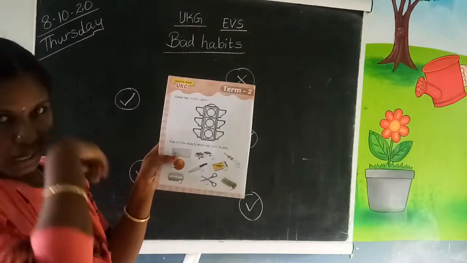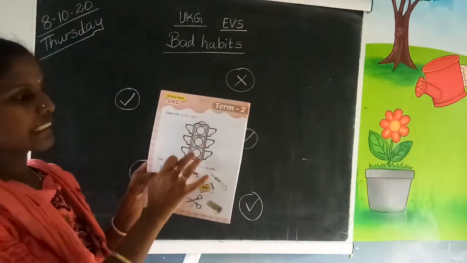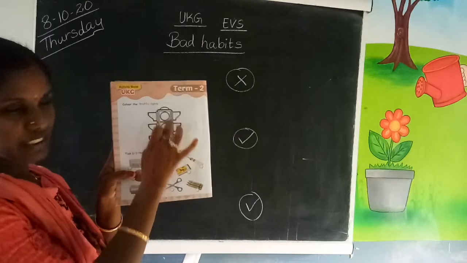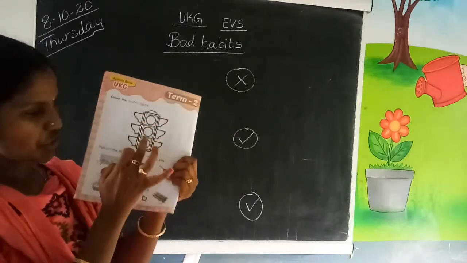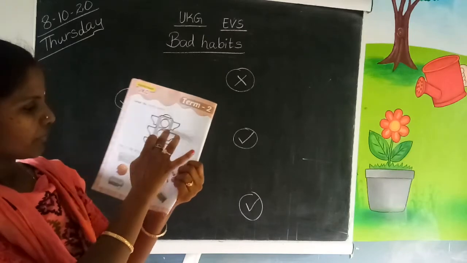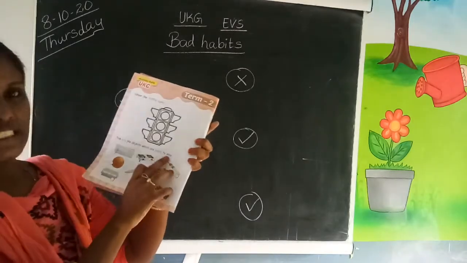Page number 34, activity book, homework. Color the traffic lights. The traffic lights, move to color variant. Red, yellow or orange, green. Okay? Here, tick the objects which are safe to play.